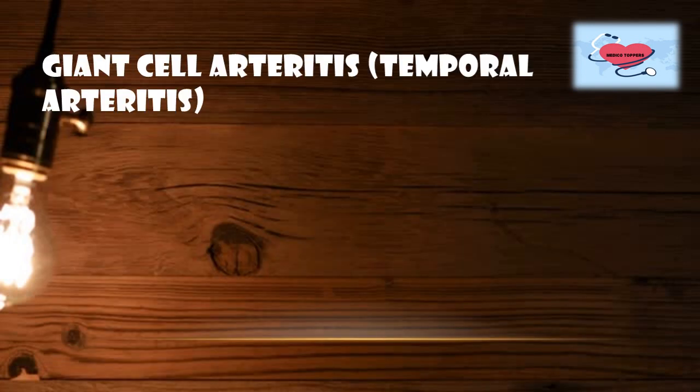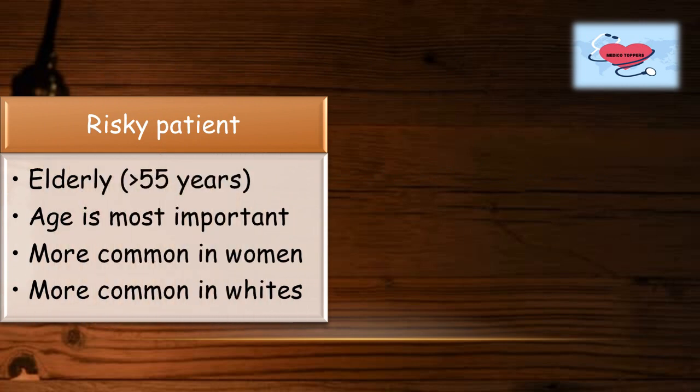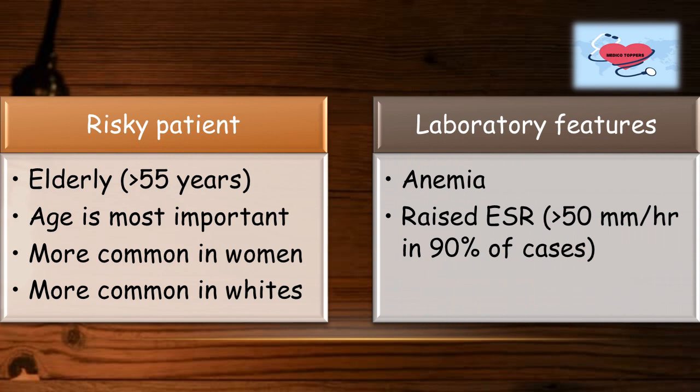Then comes giant cell arteritis or temporal arteritis. It will involve the extracranial branches of the external carotid artery or temporal artery, and it will cause granulomatous inflammation. Yes, we had already seen that in the previous video. Who are the risky patients to develop giant cell arteritis? They are elderly patients more than 55 years, that is age is more important, and it is more common in women and white people. In laboratory findings, we can see anemia and raised ESR, that is more than 50 mm per hour in 90% of cases.